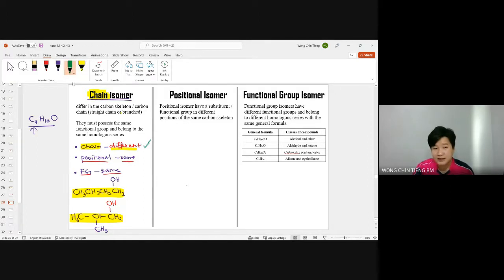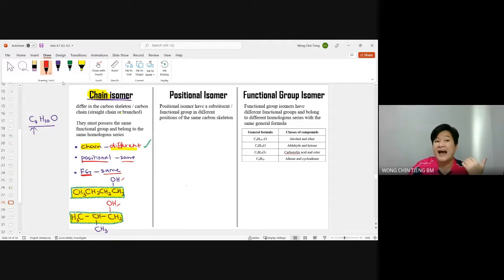Bila kita kata rantai kena berbeza, saya harap kamu nampak sekarang rantai berubah dari empat jadi tiga. Tapi, hanya rantai yang perlu berubah. Your position of the functional group and your functional group itself akan kekal duduk kat karbon pertama. Nampak?